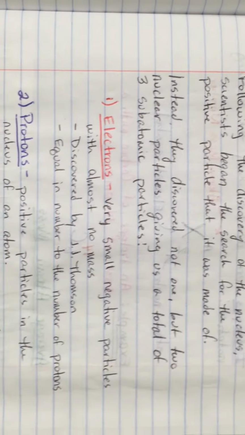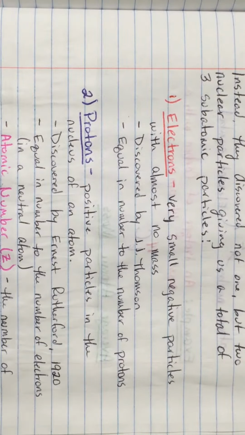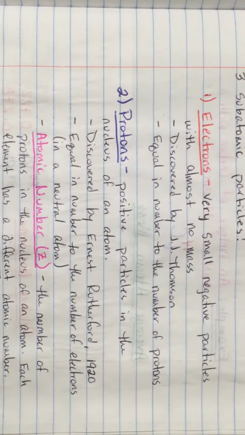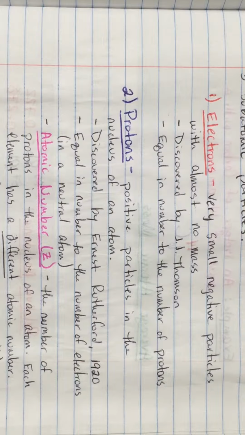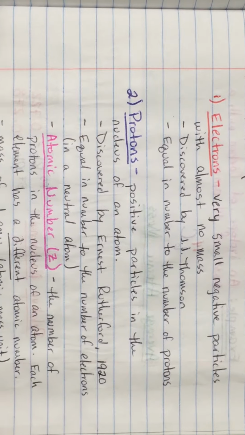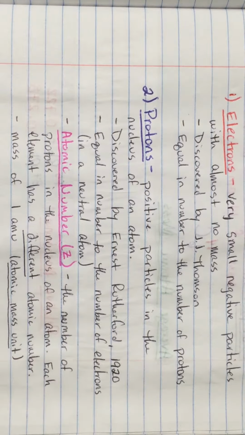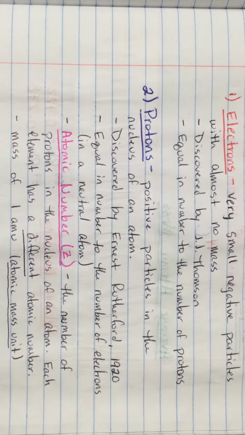One of the 2 nuclear particles that scientists found was the proton. Protons are positive particles in the nucleus of an atom. They were discovered by Ernest Rutherford in 1920, and they're going to be equal in number to the number of electrons. Again, this is true only for a neutral atom. When we talk about ions, the number of protons and electrons will be different.